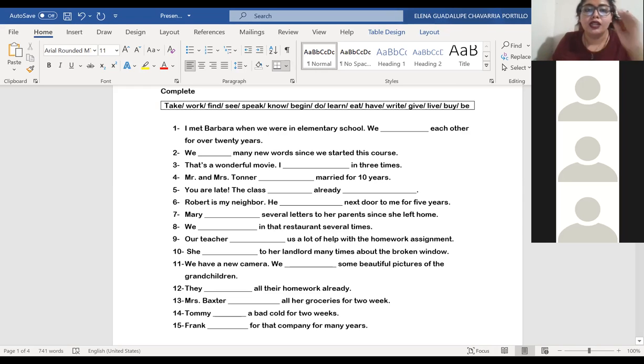Y vamos a poner, ¿verdad?, lo que nos falta. Robert is my neighbor. Roberto es mi vecino. He next door to me for 5 years. Él en la puerta siguiente, de la mía, por 5 años. Number seven. Mary several letters to her parents since she left home. Mary, muchas cartas a sus padres desde que se fue de la casa. We in that restaurant several times. Nosotros en ese restaurante muchas veces. Our teacher asked a lot of help with the homework assignment. Nuestro maestro a nosotros nos mucha ayuda con la tarea. And 10, she to her landlord many times about the broken window.